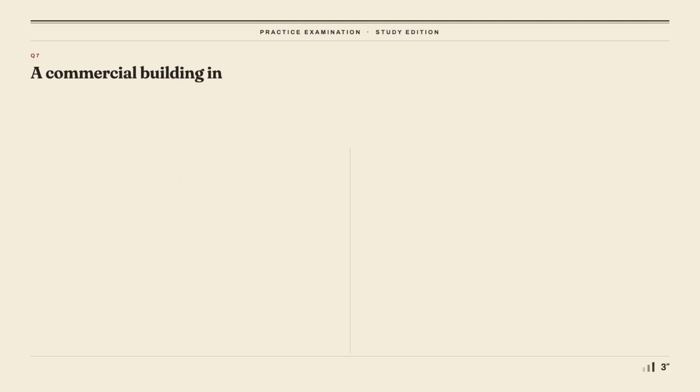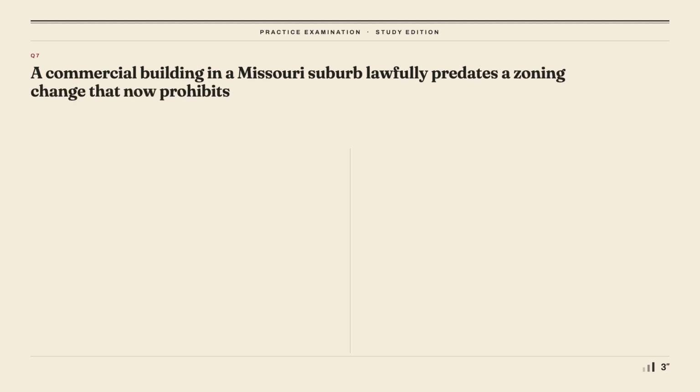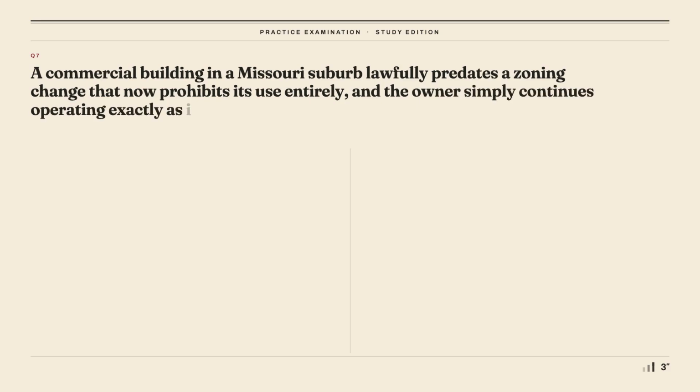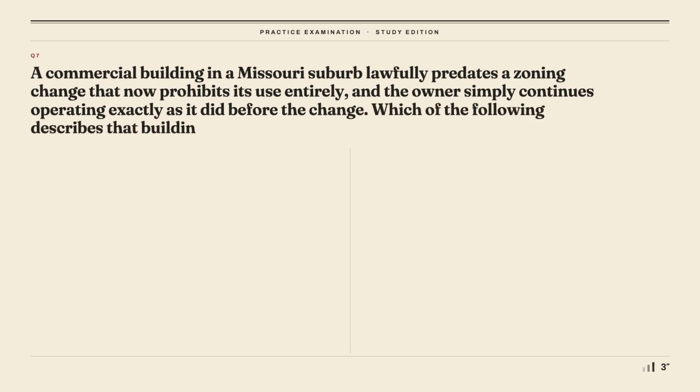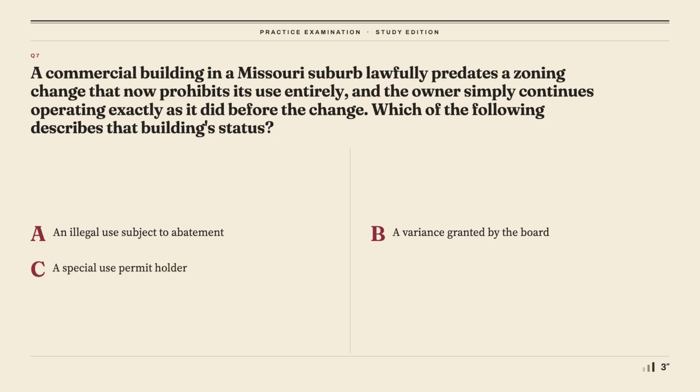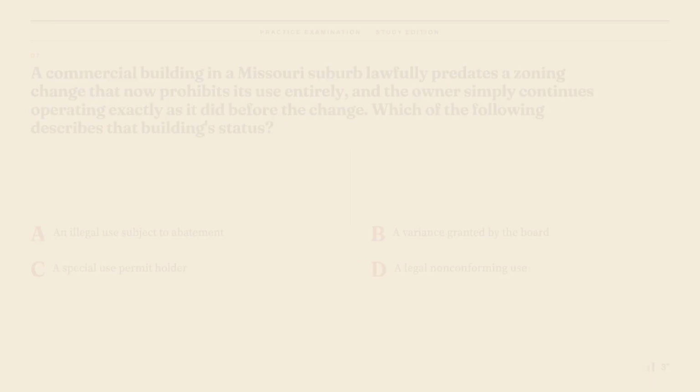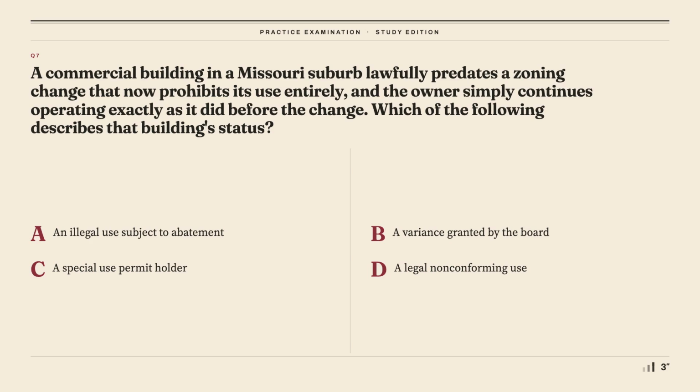Question 7. A commercial building in a Missouri suburb lawfully predates a zoning change that now prohibits its use entirely, and the owner simply continues operating exactly as it did before the change. Which of the following describes that building's status? Your options are A. An illegal use subject to abatement, B. A variance granted by the board, C. A special use permit holder. D. A legal non-conforming use. Don't overthink it. Which one feels right?